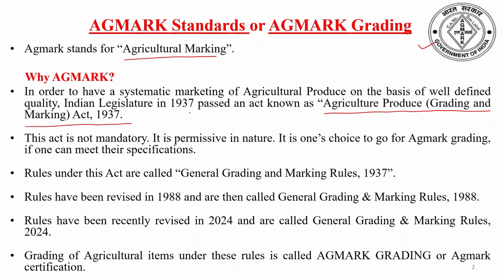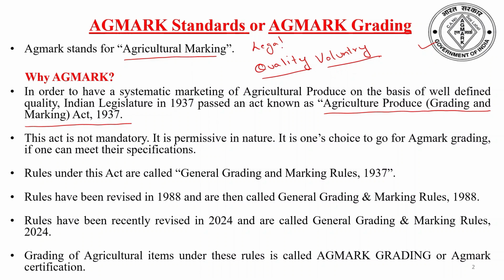These are the quality standards. There are two types of standards: one is the legal standard, the other is the quality standard. Legal standards are mandatory to be obeyed as per the law. Quality standards are voluntary. So the AGMARK standard is also voluntary, not mandatory. It is permissive in nature. It is one's choice to go for AGMARK grading if one can meet the specification. So this is a quality standard, a voluntary standard.